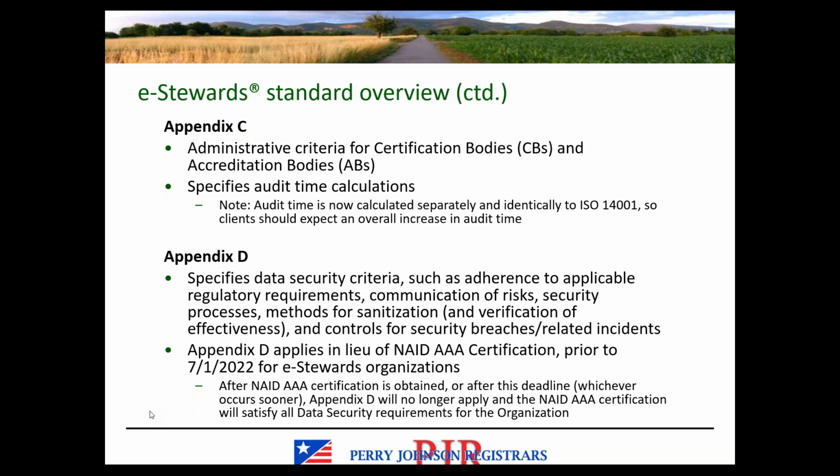Appendix C contains administrative criteria for certification bodies such as PJR, as well as accreditation bodies that govern the certification bodies. It also specifies the audit time calculations, which I mentioned is relevant now that ISO 14001 is separate from e-Stewards and required to be held through a separate certification. Appendix D specifies the data security criteria and only applies until NAID AAA certification is obtained.